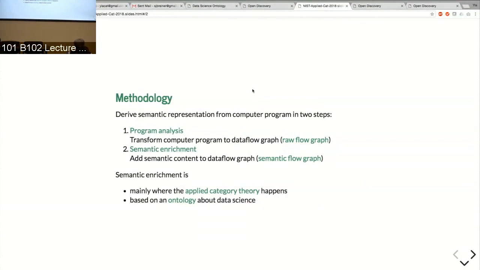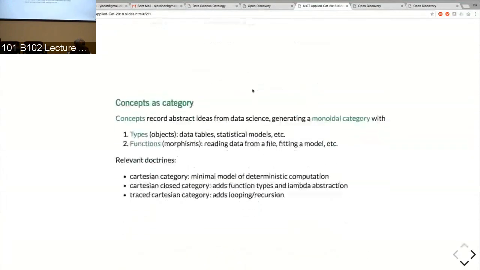And in the second stage, which we call semantic enrichment, we're going to try to add that content to the data flow graph to produce what we call the semantic flow graph. And this stage is what I'm going to focus on for the remainder of this talk, because it's mainly where the applied category theory is happening. The central object in this part of the process is an ontology about data science. Let me now say something about that ontology.